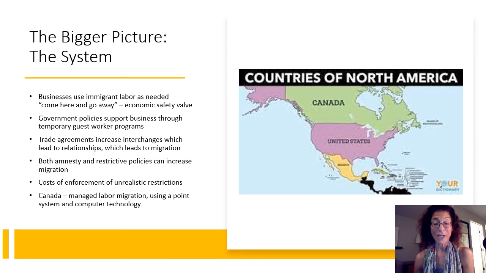That immigrants from Mexico work as an economic safety valve for the United States. And of course, this happens in other adjacent countries as well around the world. I'm just focusing in on the case study of the US and Mexico. The second component is then naturally, government policies support business through temporary guest worker programs. And sometimes the government is directly involved in the solicitation of guest workers from Mexico when there's a very widespread social need for Mexican labor. Trade agreements, another component, increase interchanges, which then lead to increased relationships, which leads to increased migration.